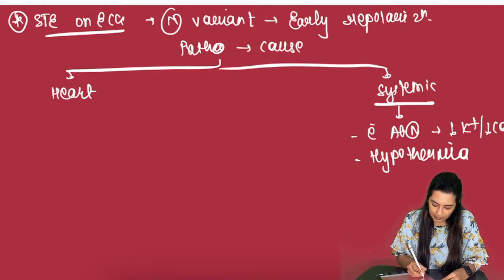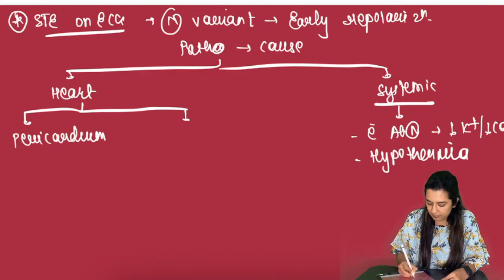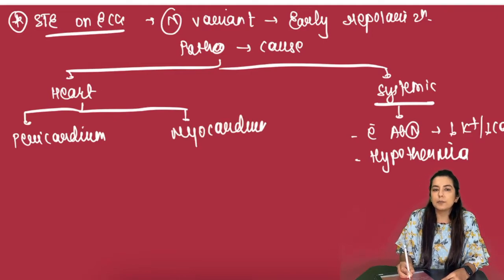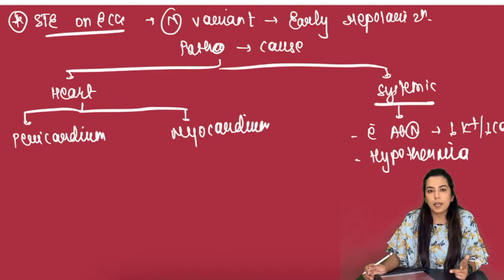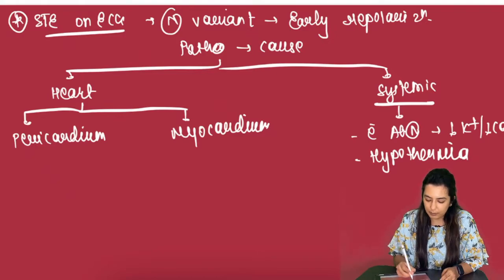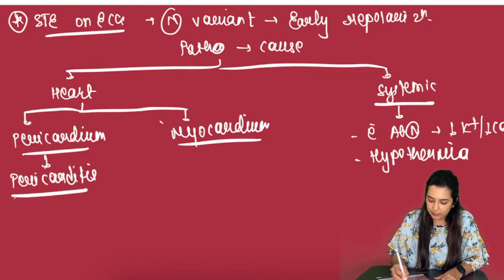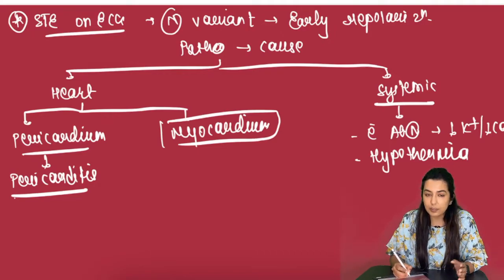Now about the heart, we can divide it into two parts. First is pericardium, and second is myocardium. As you know, there are three parts: epicardium, myocardium, and pericardium. If any disease is affecting pericardium or myocardium, it can lead to ST elevation, especially pericarditis. The main cause here is myocardium. So the myocardial diseases that can lead to ST elevation are as follows.